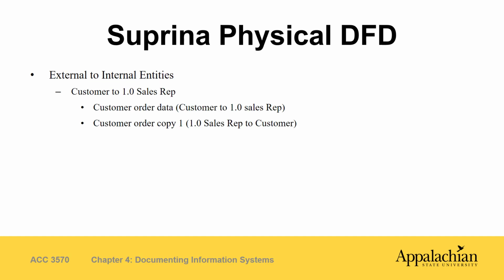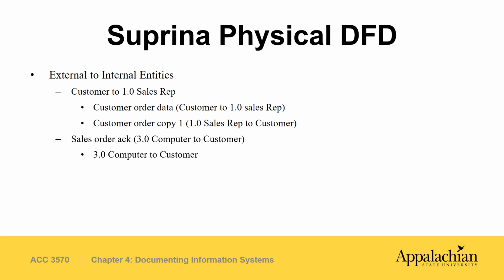All right, we're back. So I worked the Sabrina problem, and where I came up with the bullet points on this slide was actually copying and pasting from the Word document I created for this. So internal, external entities, and then I tab over customer 1.0 to sales rep. I've already been through those.